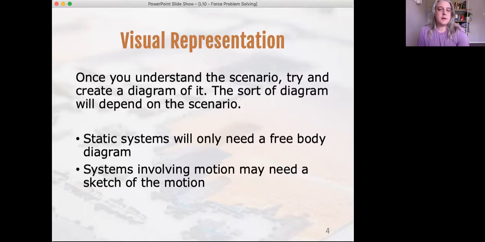So if you could draw a diagram, that's great. If you have a static system, so there was no motion, if our answer to that question about motion was that there wasn't any, then a free body diagram is probably actually all you need. But if you do have motion, you should often sketch the motion out. It's beneficial just to get an idea of what's going on.